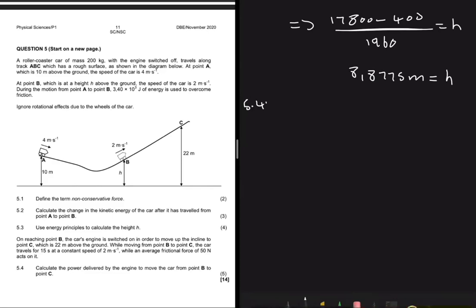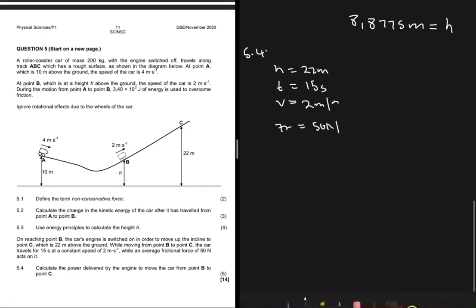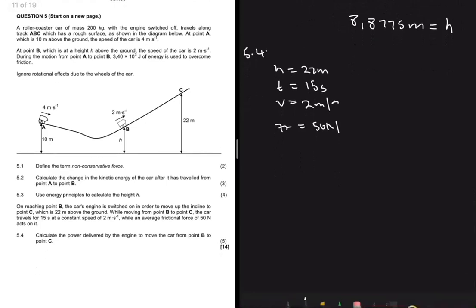On reaching point B, the car engine is switched off. It's switched on in order to move up the incline to point C, which is 22 meters above the ground. So we know that we have a height of 22 meters above the ground at point C. The car travels for 15 seconds, so we have t equals 15 seconds. The speed is constant, given as 2 meters per second. Average frictional force is given as 50 Newton. The question says, calculate the power delivered by the engine to move the car from point B to C.